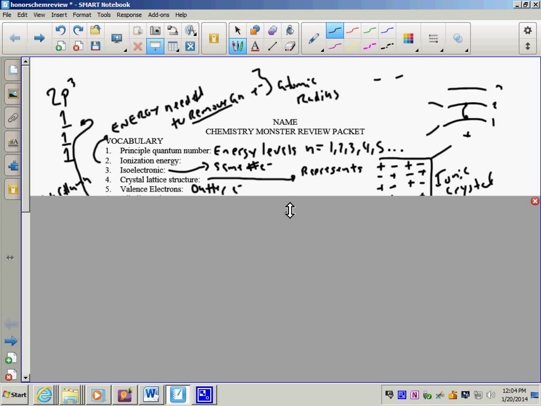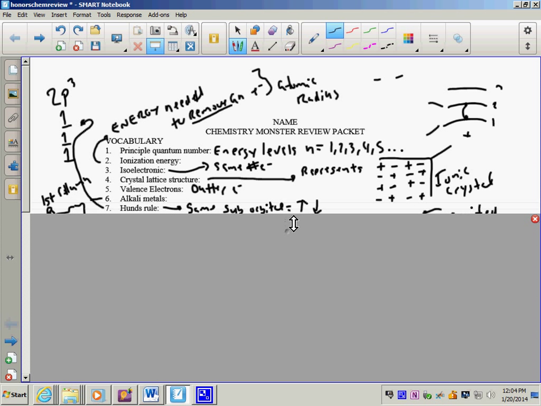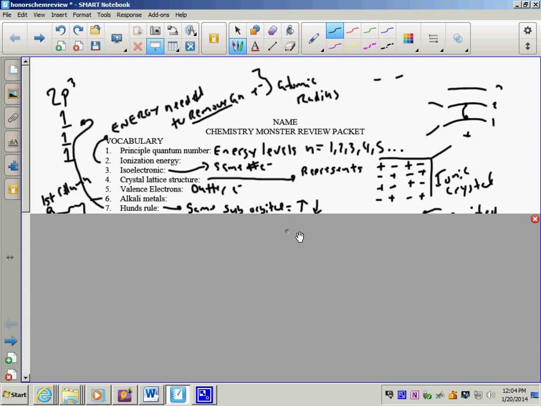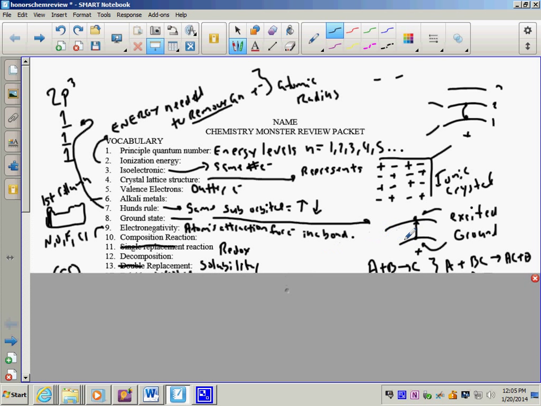Valence electrons are the outer electrons. Alkali metals is the first family on the periodic table. Hund's rule means as electrons fill into suborbitals, they fill in separately as opposed to doubling up first. Therefore, we have 3 empty slots here in 2p3. Ground state, I have a picture here of a ground state. Excited state is bumping up into it. Electronegativity is the atom's attraction for electrons in a bond. Nitrogen, oxygen, fluorine, chlorine are the big ones.